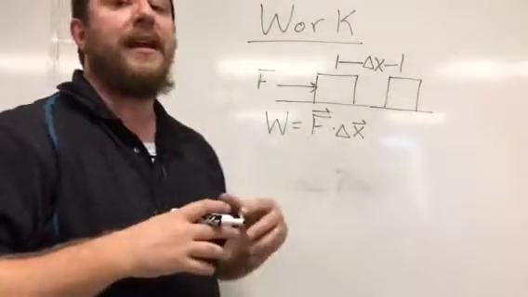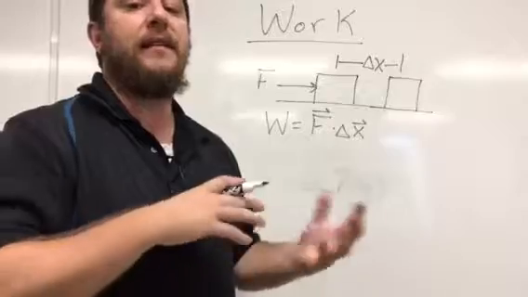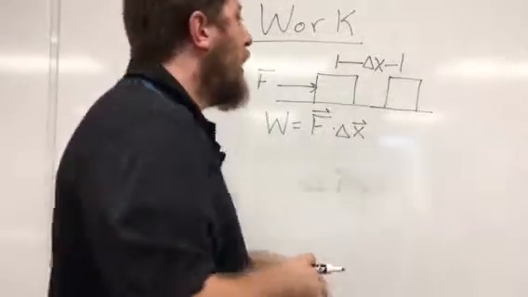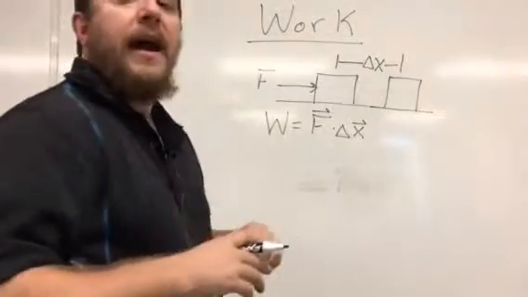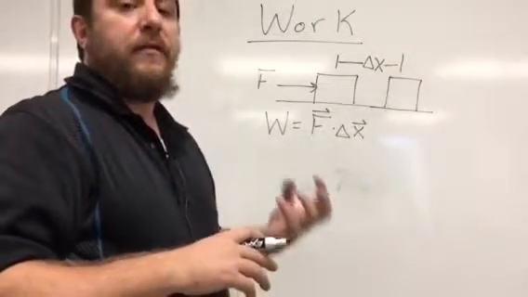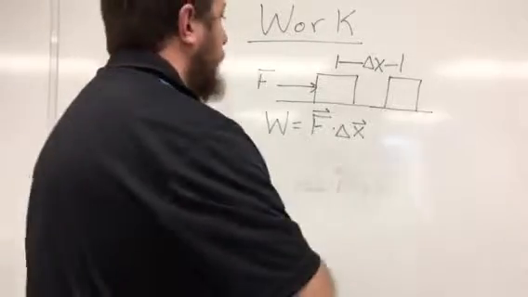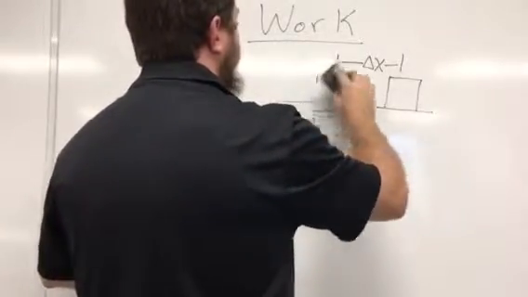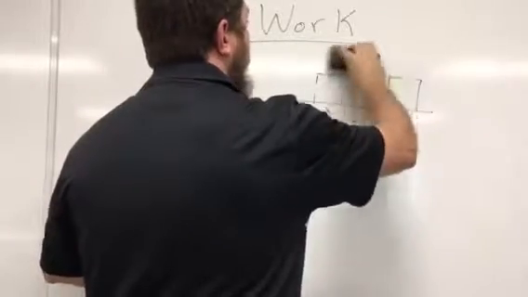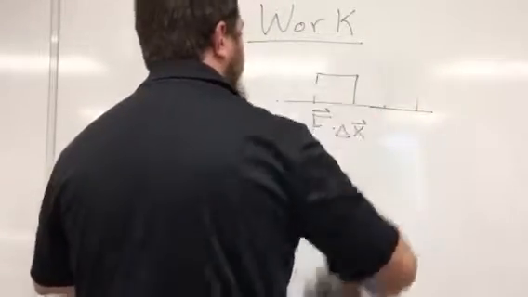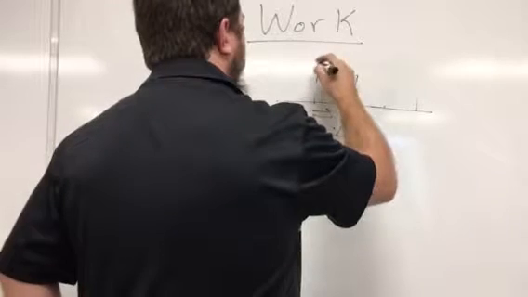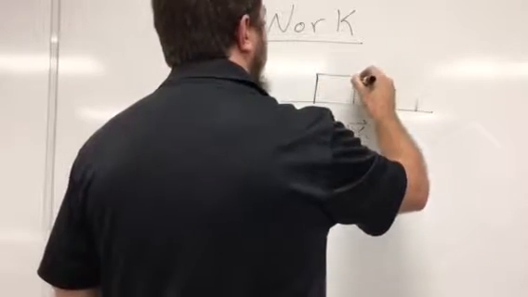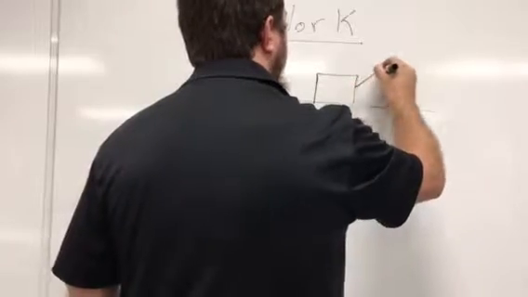Now remember that I said A dot B is equal to the magnitude of A times the magnitude of B times the cosine of the angle between them. If I apply a generic force in any direction, okay, so let's say that my force, instead of being applied directly along the direction of motion, let's say that I apply a force to my block in this direction.